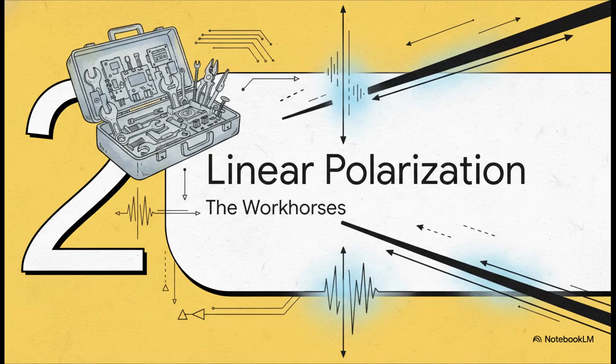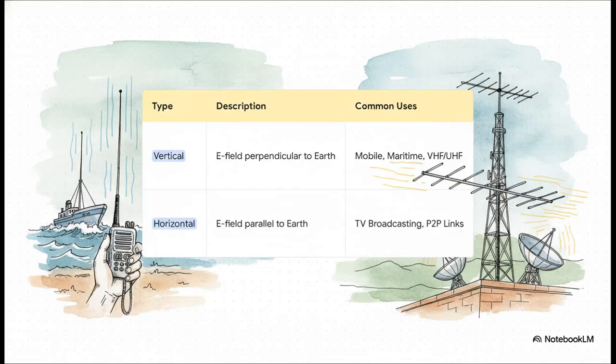So let's open up that toolkit we're talking about. The first two major tools you're going to pull out are the linear polarizations. These are the absolute building blocks, the most common types you're going to run into out in the wild. And right away, you can see how these are two totally different tools for different jobs. You've got vertical polarization, which is just perfect for things like mobile and maritime communications, where you have simple whip antennas. It handles all those random orientations really well.